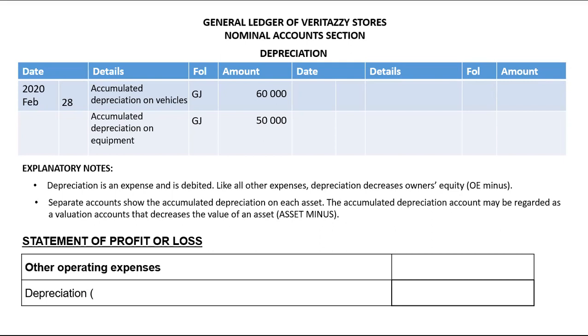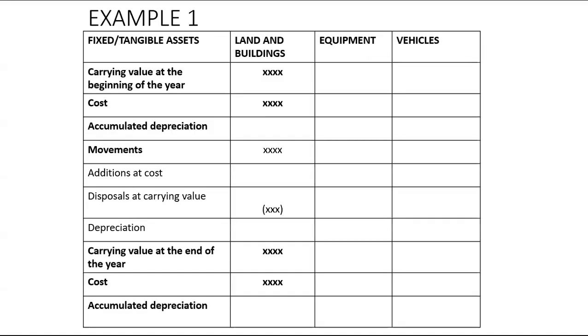And your depreciation expense for the year. When we go to the statement of profit or loss, we are going to record it under operating expenses. It must be depreciation of all assets for that specific year, which will be 50,000 plus 60,000, and that will give you 110,000. Okay, let's go to the monster.